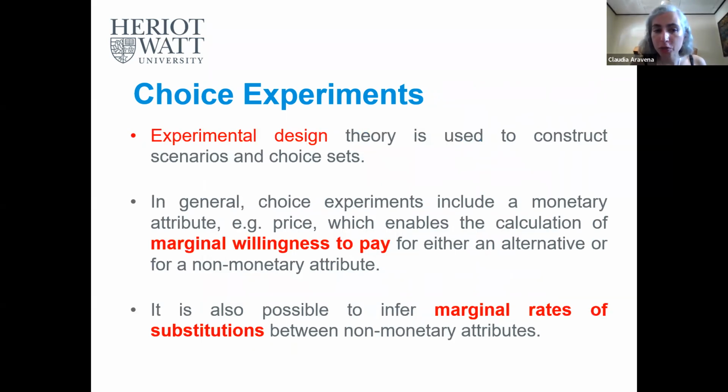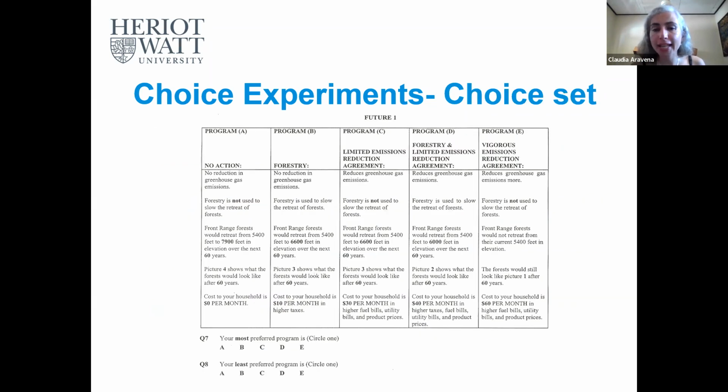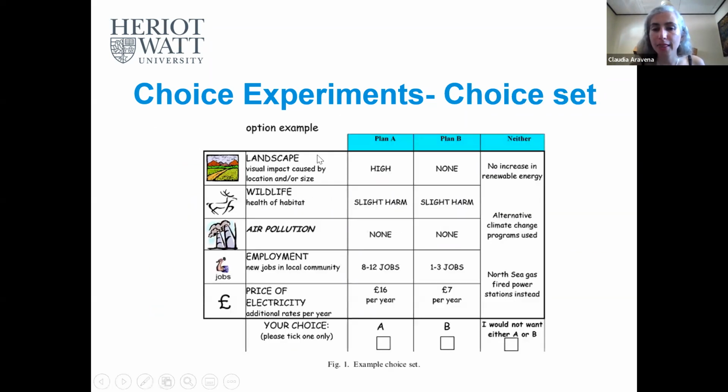Okay, for choice experiments, you do an experimental design to construct the choice sets, and then you can calculate marginal willingness to pay. Be careful, it's marginal willingness to pay, it's not willingness to pay. This is a typical mistake of people doing valuation. Why marginal? Because you are getting the willingness to pay for each attribute.